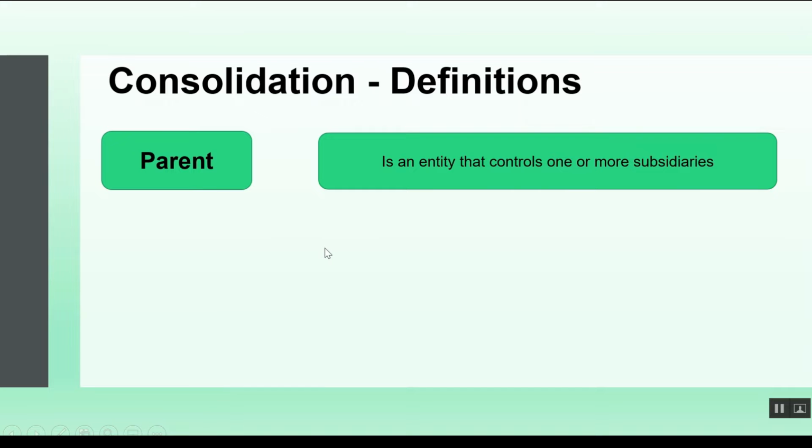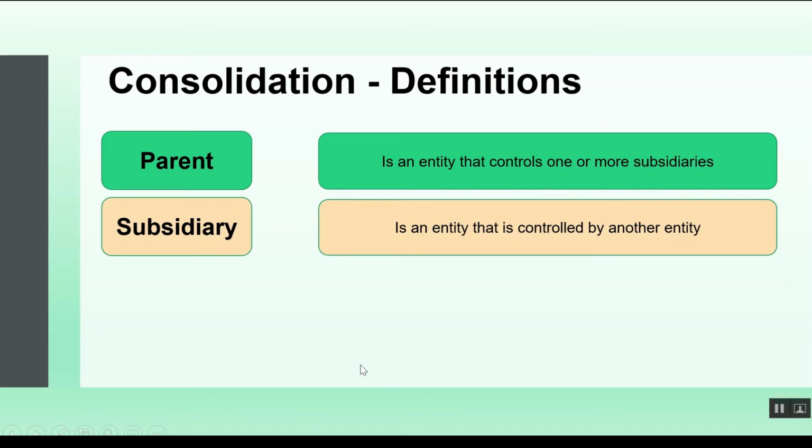So this is the parent company. Then the subsidiary company, or the acquiree, is an entity that is controlled by another entity, or the business or businesses over which the acquirer obtains control. If the acquirer obtains control over a company, that company is known as a subsidiary company.